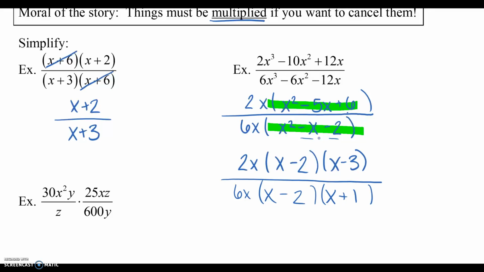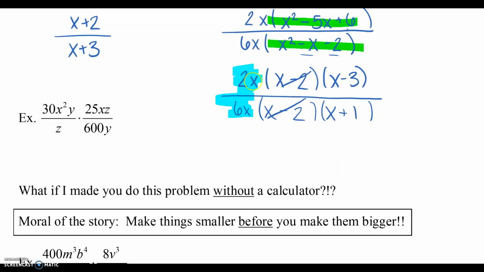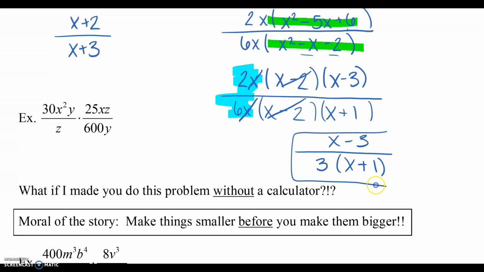So now we're at the point where, are there any factors we can cancel? And we can cancel out this x minus 2 over x minus 2. But then we also have to pay attention to this. So 2 over 6 reduces to 1/3, and our x's will cancel. So this is going to be x minus 3 over 3 times x plus 1. And that's our final answer.